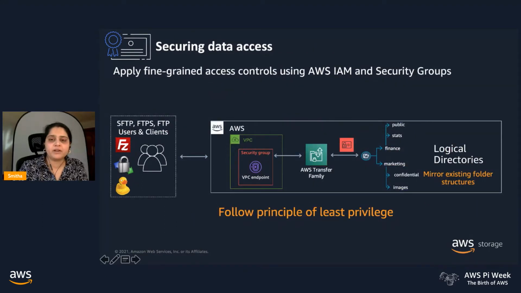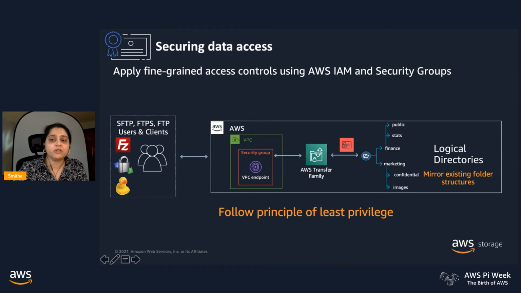The second part is, the first one was more around authentication. Now it's about data access controls. In many cases, you might want to apply fine-grained access controls, and you can use IAM, you can use security groups, or if you're using EFS as the backend, you can use POSIX-based fine-grained access controls. So that just depends on what your needs are and how you want to control visibility into this data.